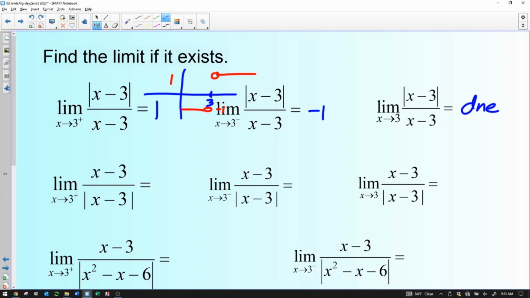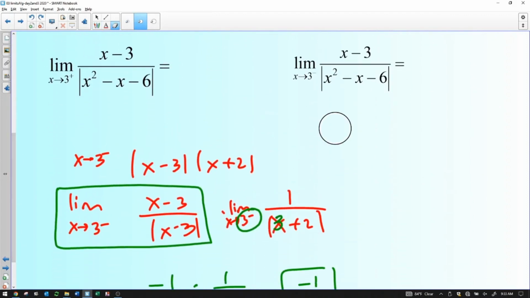What happens when I take this absolute value and I flip it to the bottom? What happens? The same. Everybody agree with that? The picture looks exactly the same. So I already know all of these answers also. All right. Now I want you guys to look at this problem right here.